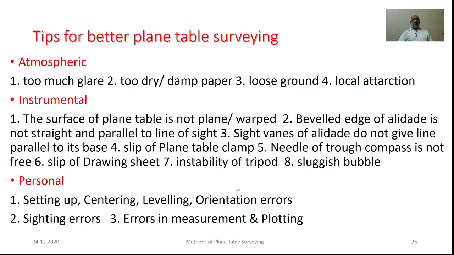Even the surveyor may be committing a lot of mistakes while setting up the equipment, centering, leveling of the equipment, and orienting, as well as even the sighting could be considerably affected. There could be a lot of mistakes related with the measurement of the distances and their respective scaling down and plotting. So, in order to have better results, the surveyor must attend to these factors and similar ones.